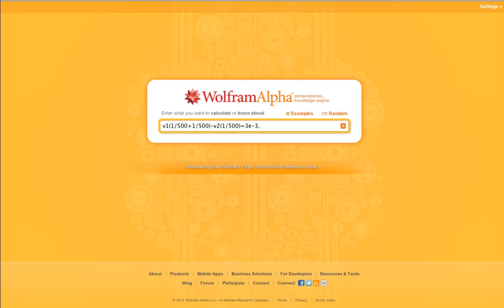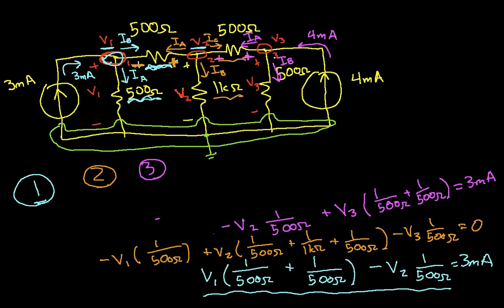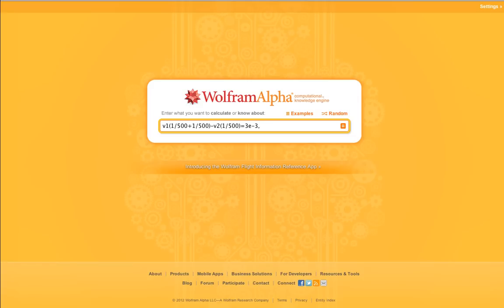So I've entered in my first equation. This is the equation that I got from node 1. So let's go back to see what we need to put in next. We have our equation that we got from node 2. So it's going to be minus V1, 1 over 500 plus V2, and so on. So let's bring that up. So we'll have minus V1, 1 over 500, plus V2, 1 over 500, plus 1 over 1,000, plus 1 over 500, minus V3, 1 over 500. Now this is equal to 0. Okay, so now we've typed in our second equation, and you'll notice that we separate equations in Wolfram Alpha by commas.